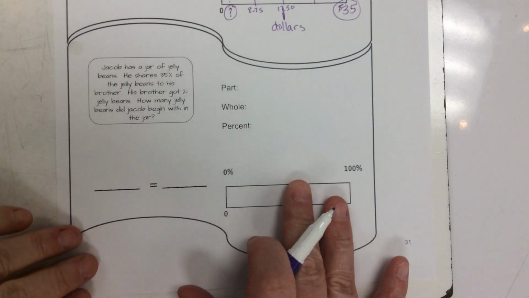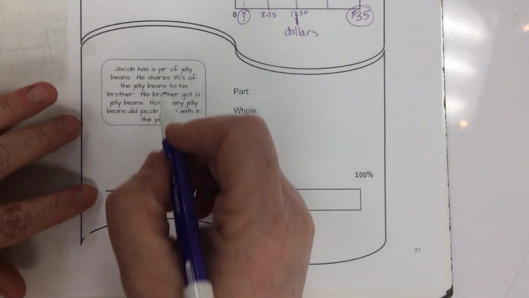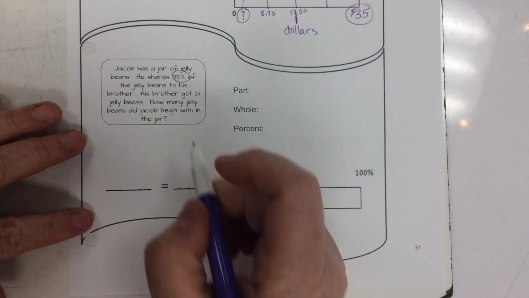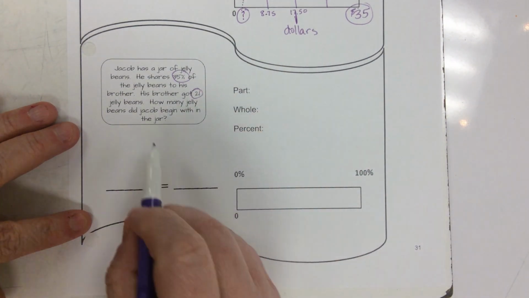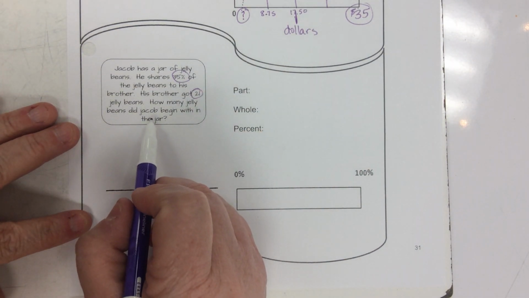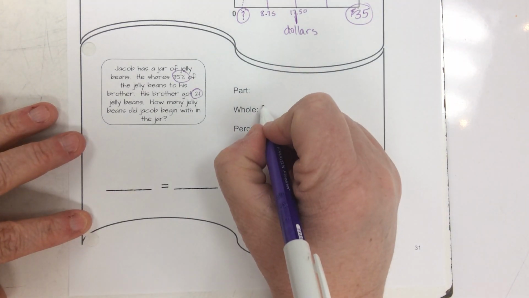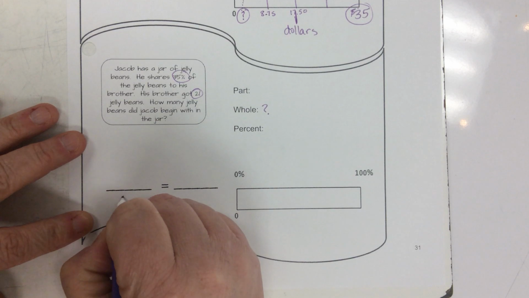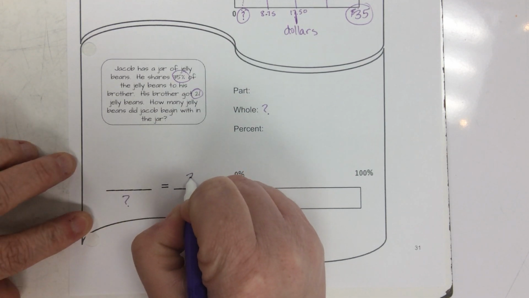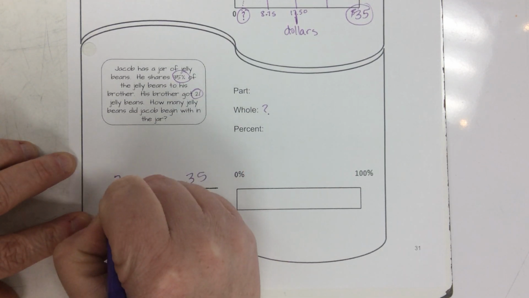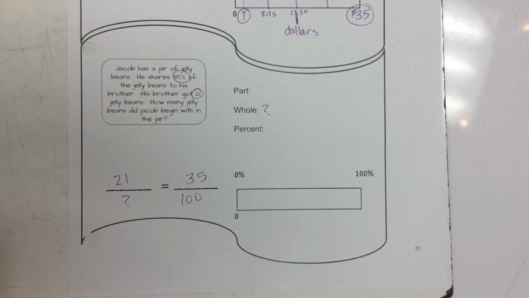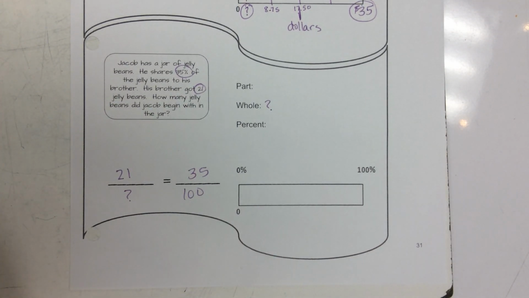All right, my video is going to get too long here pretty soon, but what I'm looking at is the percent here on some jelly beans, and 21 jelly beans, and how many to begin with. So we want to know the whole amount. He shares 35%, which was 21 jelly beans. This is what we're going to solve this time. I want you to try to solve this one, and we'll come into class and you can practice it some more.